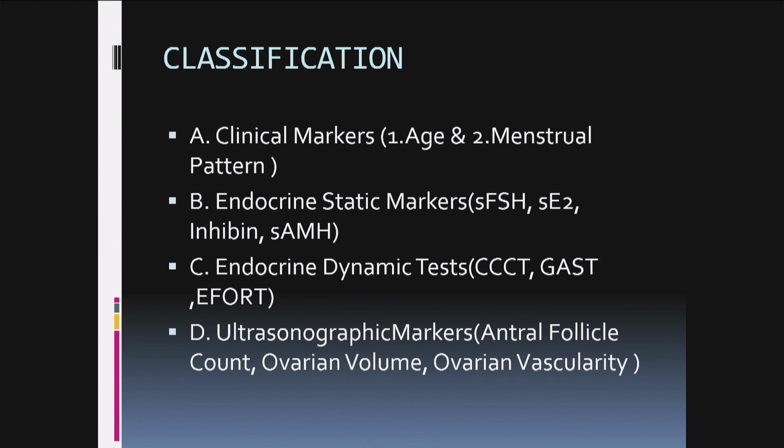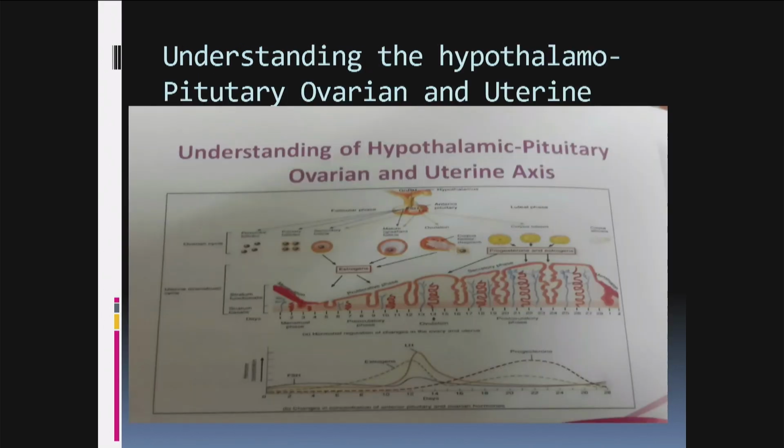So out of all these, practically if we see in clinical practice, it is the AMH and the antral follicle count which is the most important, and the clinicians can rely upon that. Now, before I go on to the ovulation induction, let's understand first the basic physiology.